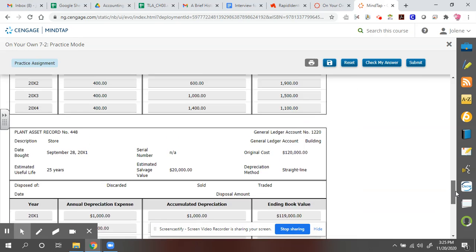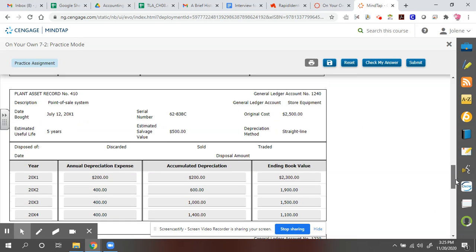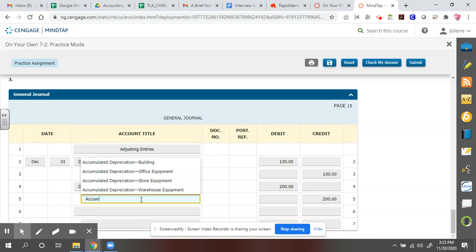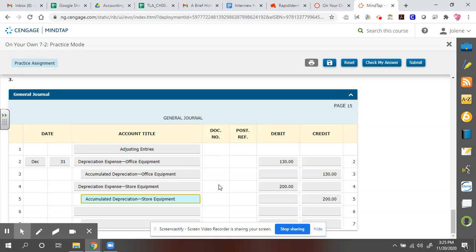The next thing that we wrote off was for that point of sale system. Here is that point of sale. This is considered store equipment. Store equipment, and that first year was $200. Store equipment, $200. Depreciation, store equipment, accumulated depreciation, store equipment. Okay. That was just the dollar amount for the first year.